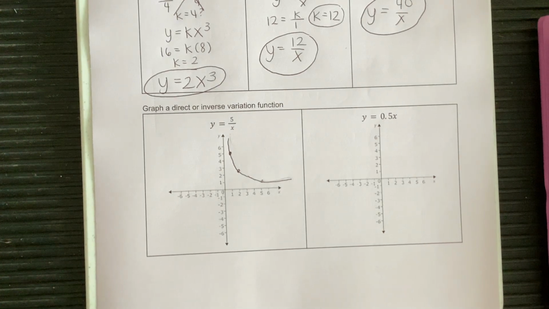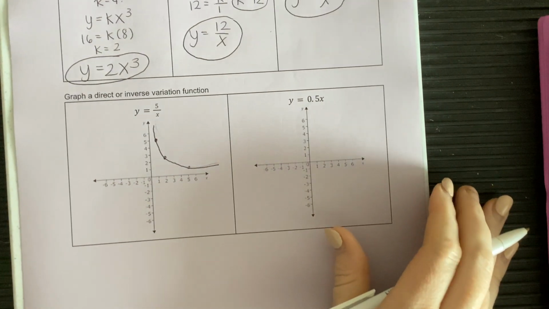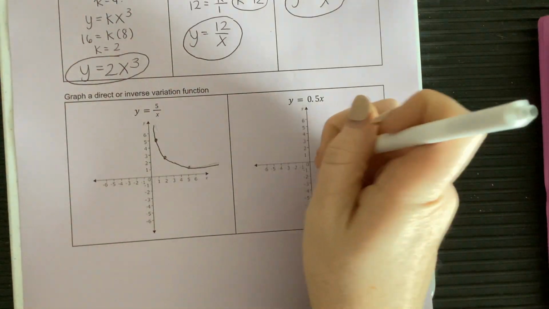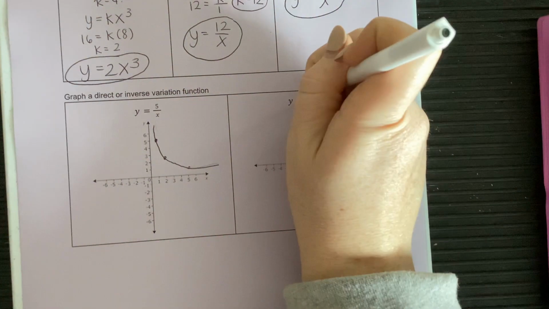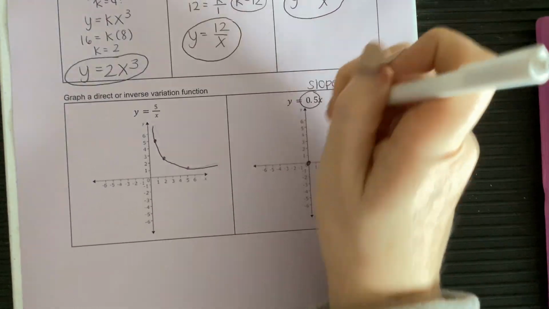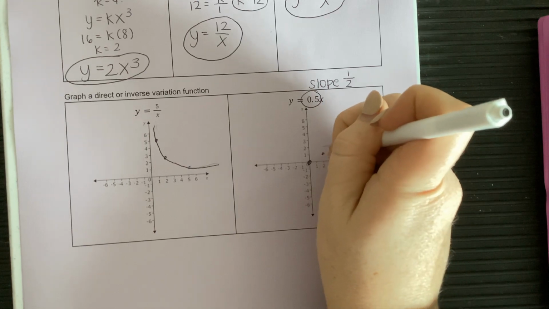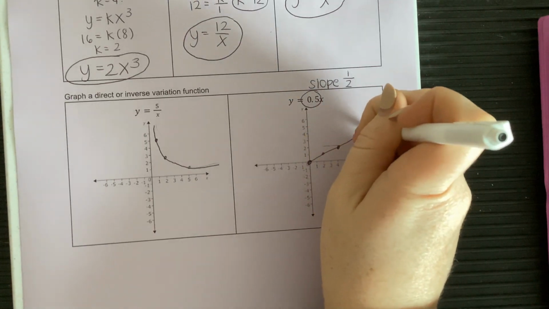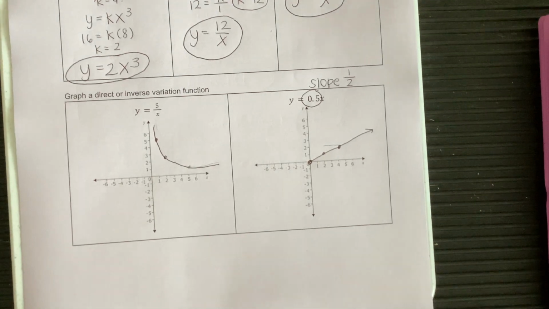If you're doing direct, as long as it's in linear form, that's going to be like slope. So again, plug in some values. If I plug in 0, I get 0. If I plug in 1, I get 1/2. If I plug in 2, I get 1. So this part right here is going to represent your slope. With a slope of 1/2, I can go up 1 over 2, up 1 over 2, and I'm going to get a straight line that looks like that. Those are pretty straightforward.